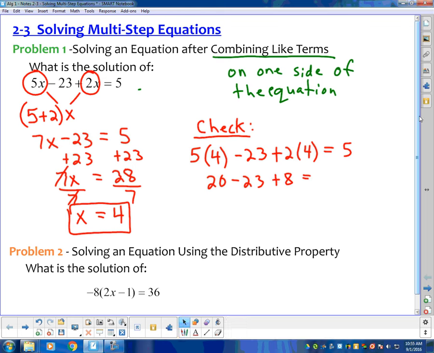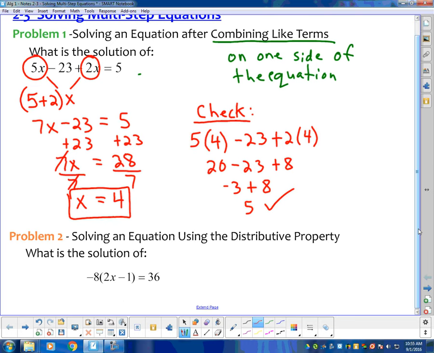What we can actually do is just work with the left-hand side. Let's just keep working with that. We're going to see if it equals 5. So 20 minus 23 is negative 3, plus 8, which is 5. And so it does check out. So that's combining like terms first.